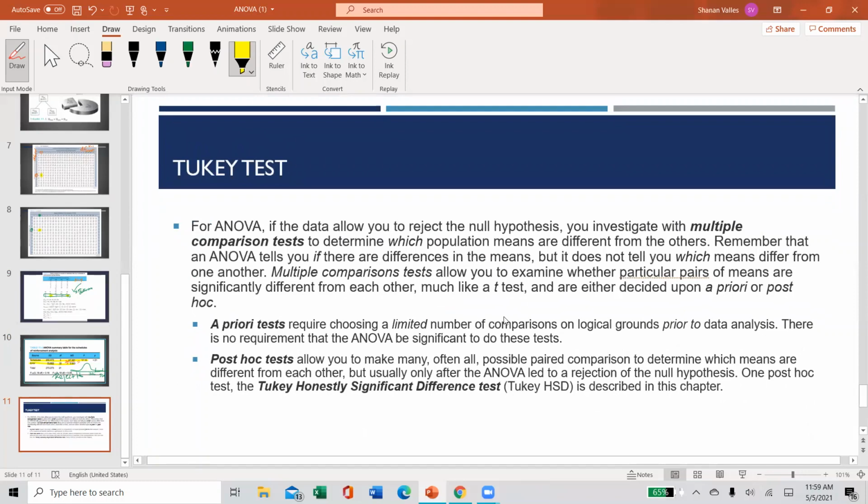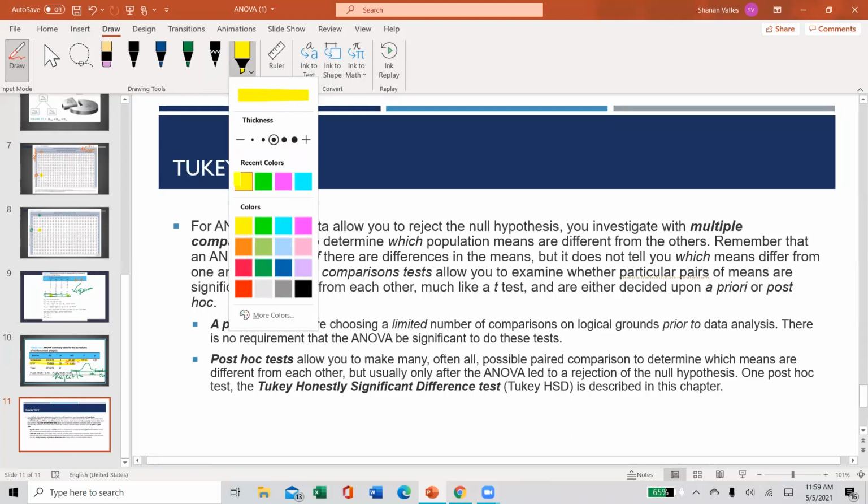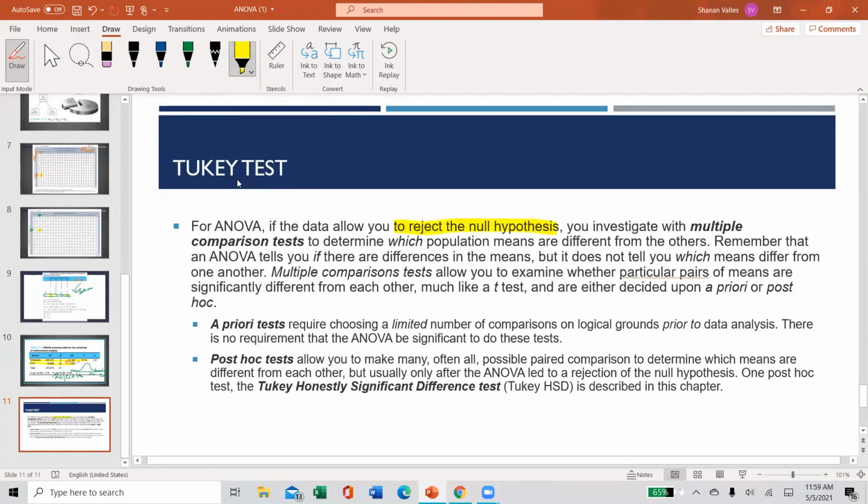When you get to reject the null hypothesis, you have to do a multiple comparisons test to determine which means are different from the others. It tells you that there is a difference, but it doesn't tell you where the difference is. So you have to do a multiple comparisons test. And there are two types, a priori and post hoc. A priori sounds exactly like that word, prior. Beforehand. This is a test that is built into the data analysis so that once you run the data, it will tell you which ones are different.